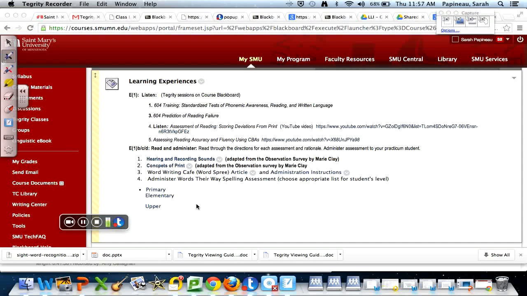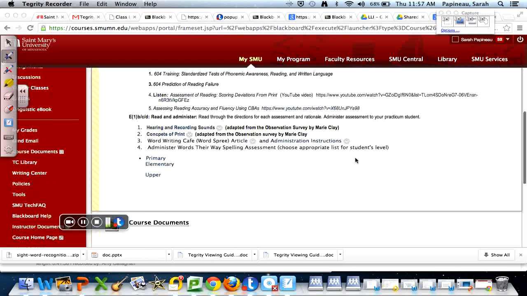So the first 2 assessments you're going to be administering your student really depend on the age of your student and the needs. So hearing and recording sounds, and concepts of print are very emergent level skills that you would be assessing students. So if you're looking at between kindergarten and 2nd grade, these 2 assessments are probably likely for you to give your student that you're spending your practicum time with.